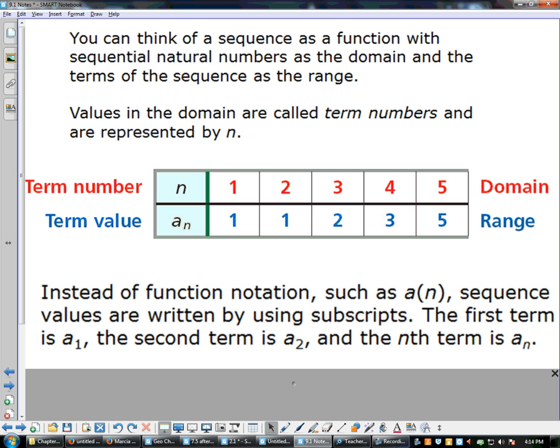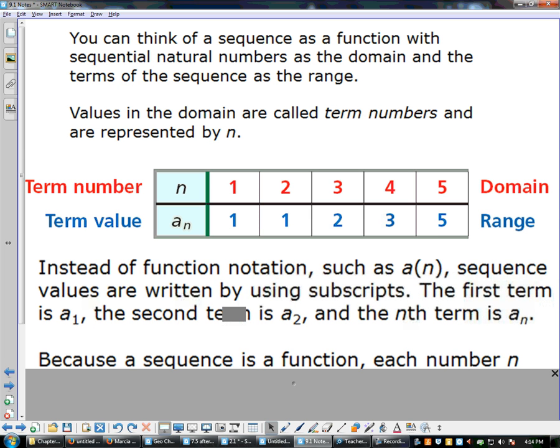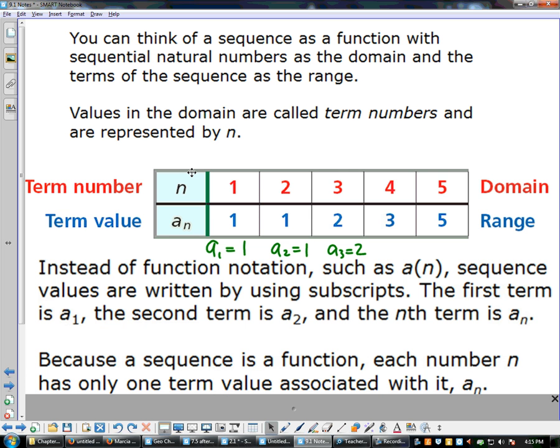Instead of function notation, such as a of n, sequence values are written using subscripts. So the first term is a sub 1. So in this example above, we would say a sub 1 is equal to 1, a sub 2 in this case is also equal to 1, a sub 3 equals 2, and so on. Whenever we get to the nth term, if it went on forever, that would be a sub n.